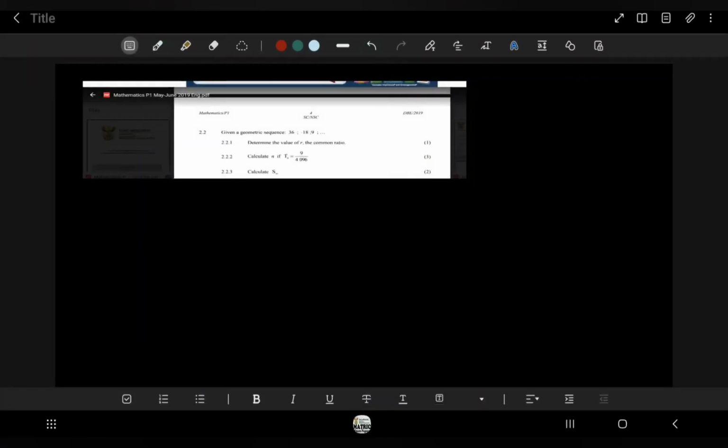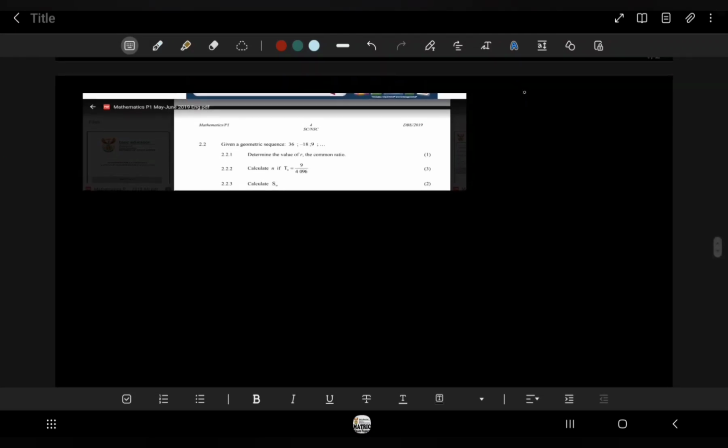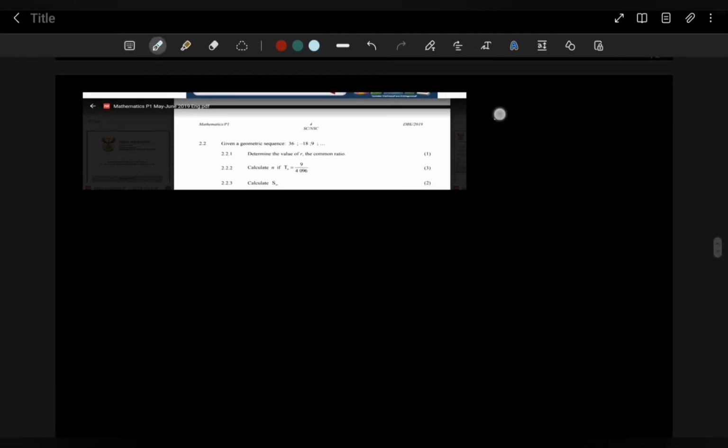For today, I'm going to do 2 questions. So the first one we saw, it was from a 2022 question paper. This one was from a 2019. It was a 2019 June question paper. And its question was found in question 2.